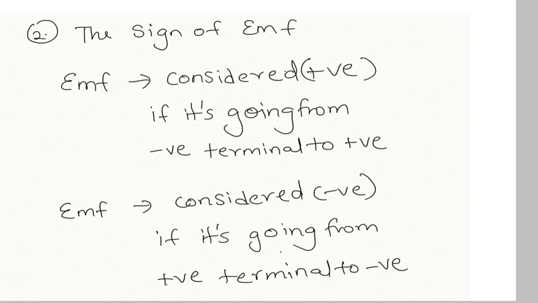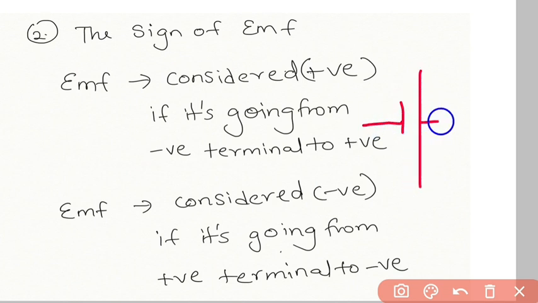EMF is considered positive if it is going from the negative terminal to the positive. That is, this is your negative terminal and this is your positive. So if the direction of tracing is in this direction, negative to positive, then it will be considered as positive. And if its direction of tracing is in the opposite direction, it will be considered as negative.